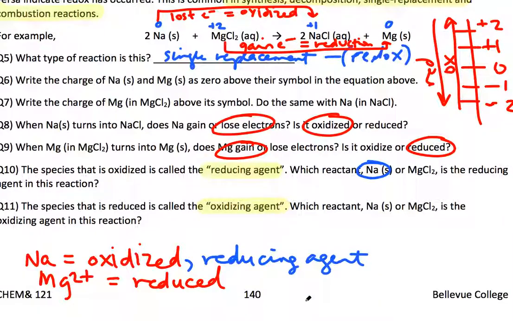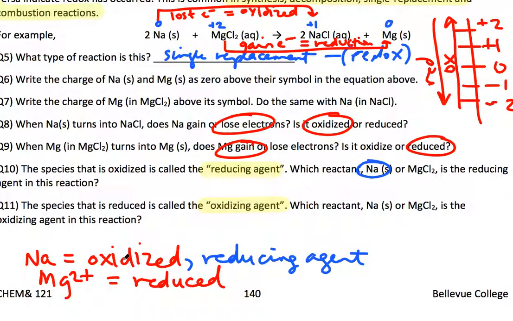A really easy way to remember is that whatever gets oxidized does the opposite in terms of what it does. Something that gets oxidized is good at reducing. Something that gets reduced is then good at oxidizing something else.